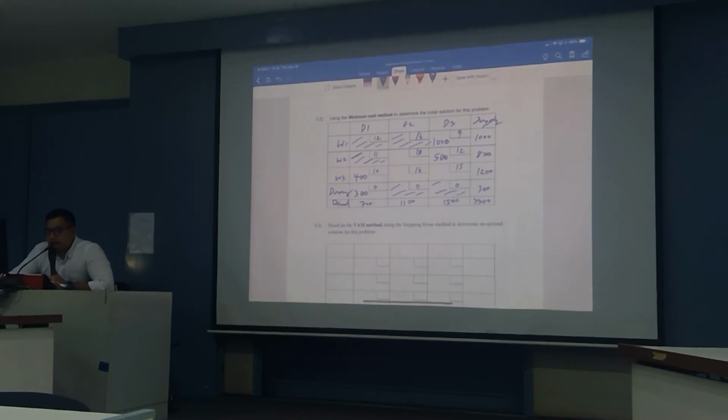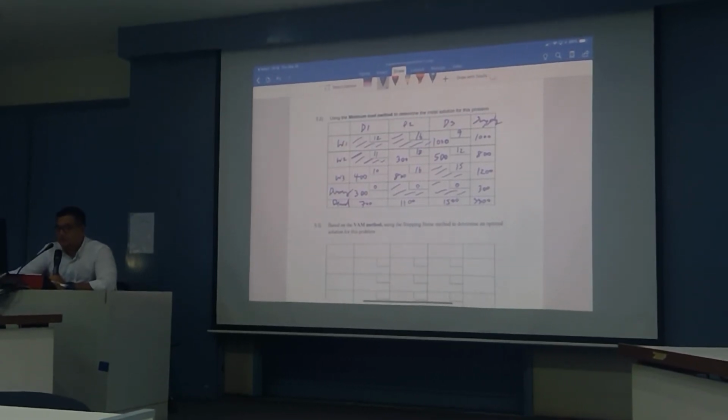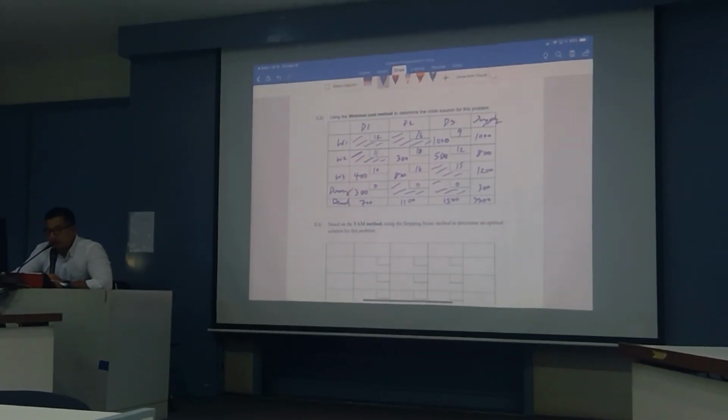So if we deliver 500 to this cell, we can know that W3, D3 we will not consider, and the rest we can fill in, right? This one can be 300, this one can be 800. So this is a result of minimum cost in the case that you start with dummy D1. If you start with dummy D2 or dummy D3, you might have a different pattern. But when you calculate the total cost, you're going to have the same minimum value.